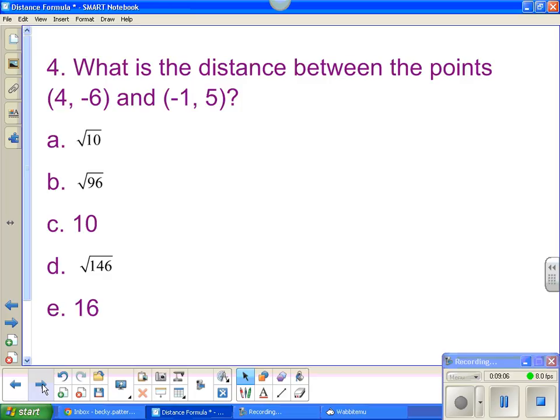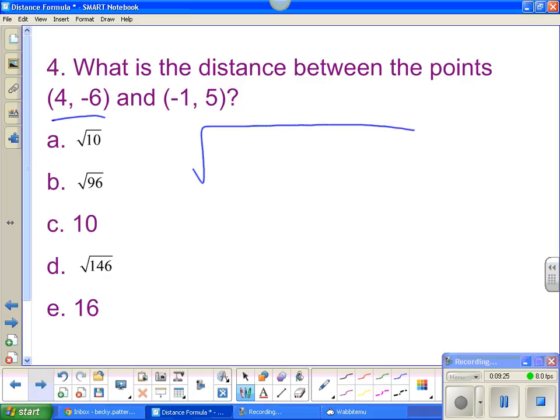What is the distance between the points 4, -6 and -1, 5? And I'm looking at my answers and I don't see any decimals. So if it's perfect, it's going to be either the 10 or the 16. If it's not perfect, it's going to be the root 10, the root 96, or the root 146. Okay, so let's put this into our distance formula.